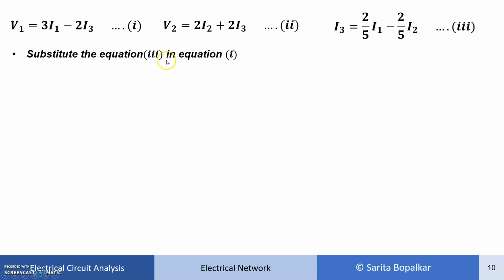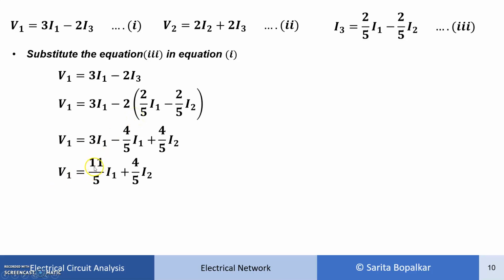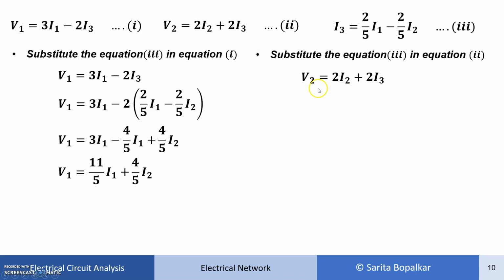So let's substitute equation 3 in equation 1. We'll substitute I3, solve this, combine the I1 terms. So we'll get V1 is equal to 11 by 5 I1 plus 4 by 5 I2. Now here V1 is a function of I1, I2 and that is what we want to find the Z parameter. So next put this I3 in equation 2 to replace this I3.